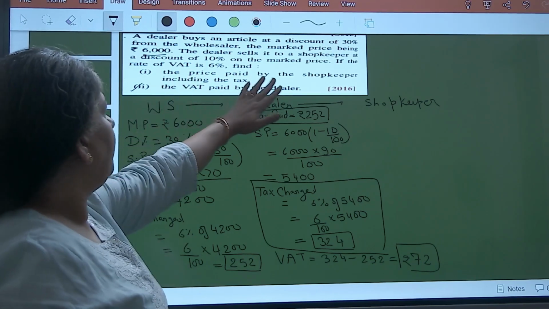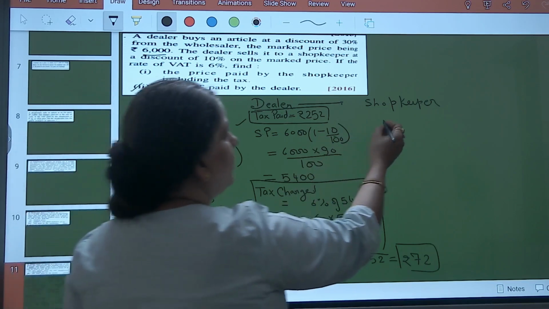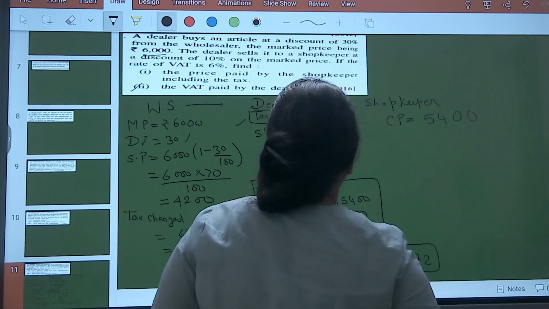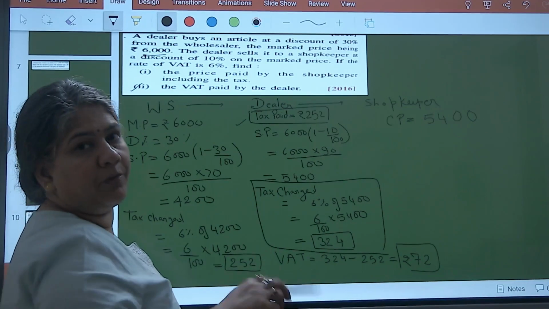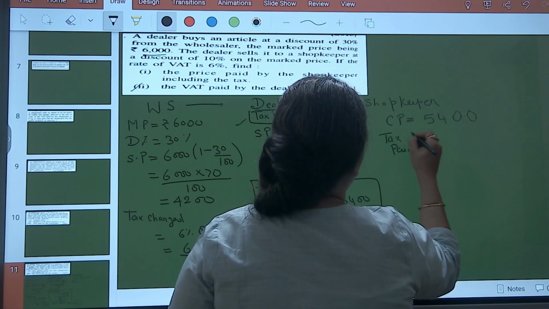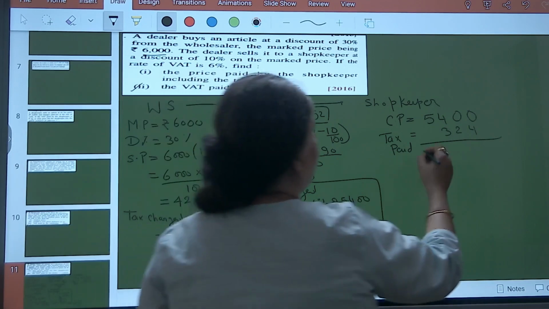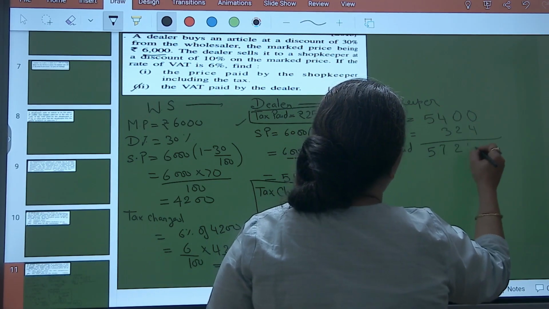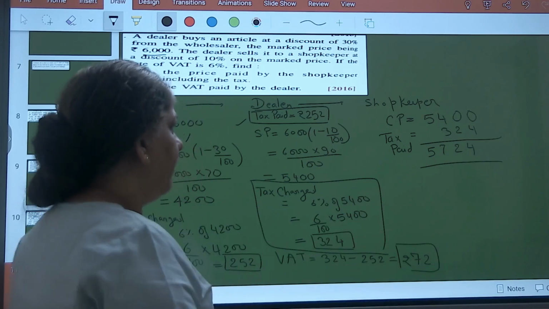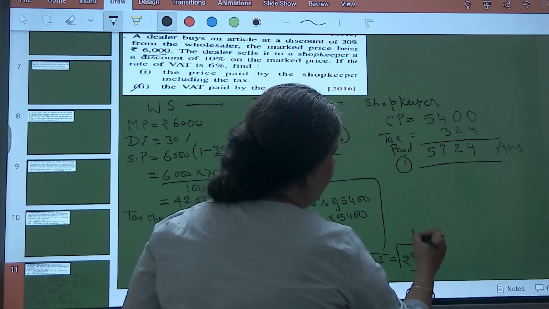Okay, now we have to find the price paid by the shopkeeper including the tax. See, the selling price of the dealer will be the cost price of the shopkeeper. So the cost price of the shopkeeper will be 5,400 and the tax charged by the dealer is the tax paid by the shopkeeper. So the tax he has already paid is 324. So this will come out to be 5,724. So the cost price of the shopkeeper including the tax is 5,724. This is the first part. Answer for the first part. And this is the answer for the second part.